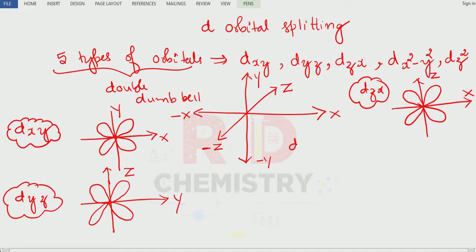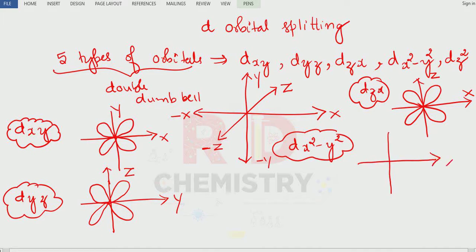Next one, dx square minus y square. Here also I want only 2 axes, correct? So let it be xy plane only. Now here lobes are there on the axis. Remember students, lobes are there on the axis, on x-axis and on y-axis. Correct? Right?